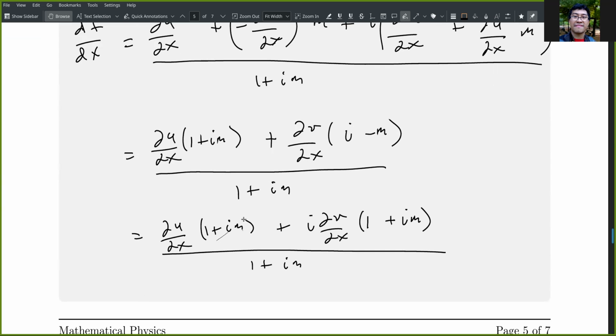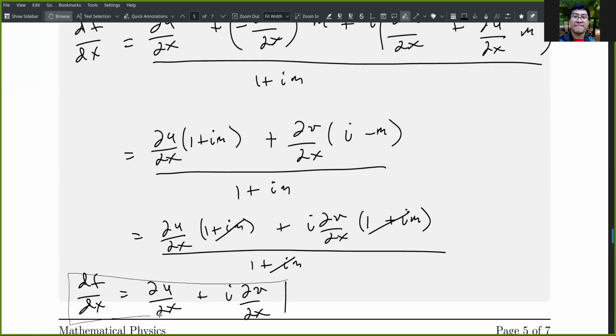Now if we can cancel out all this 1 plus im, so you have df by dx equals partial u with respect to x plus i partial v with respect to x. And what we can observe is that this expression is independent of m.